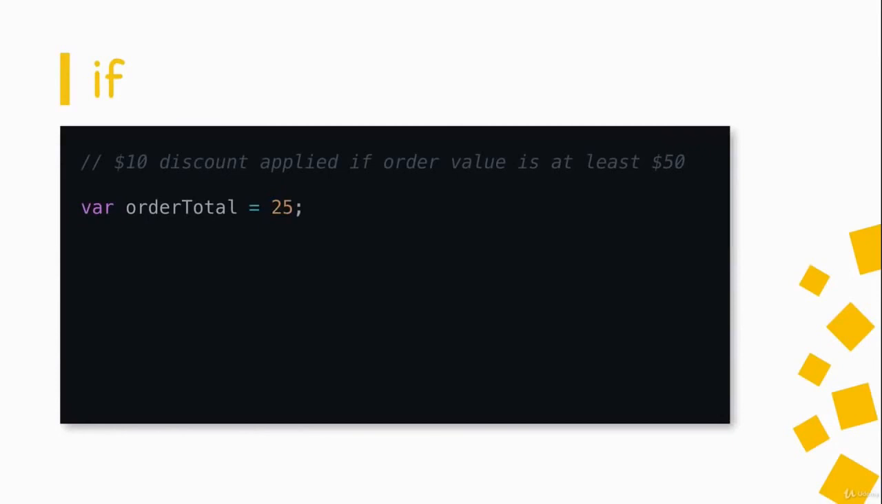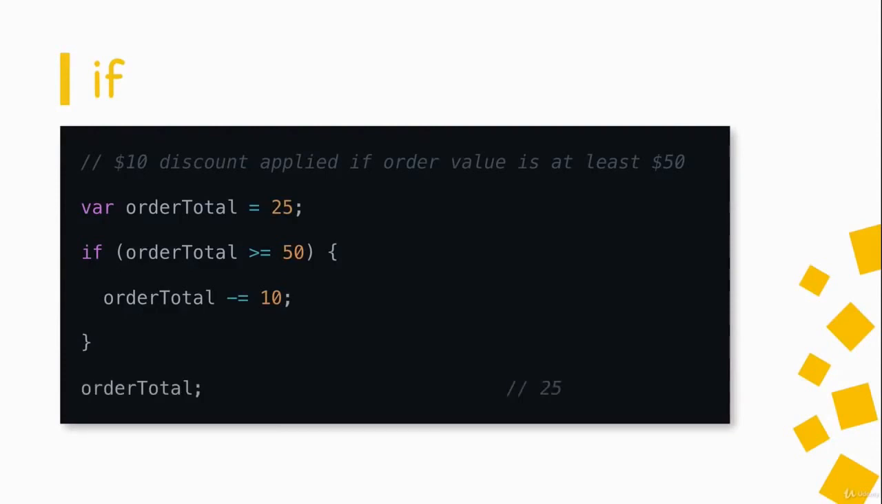But what if the order total value is less than $50? So in this case, we're running the same example, but with var order total set to 25, which is less than 50. And we're defining the same condition: if the order total is greater than or equal to 50, then minus $10 from the order total value. And now if we check the value of order total, as you can see, it is still 25.